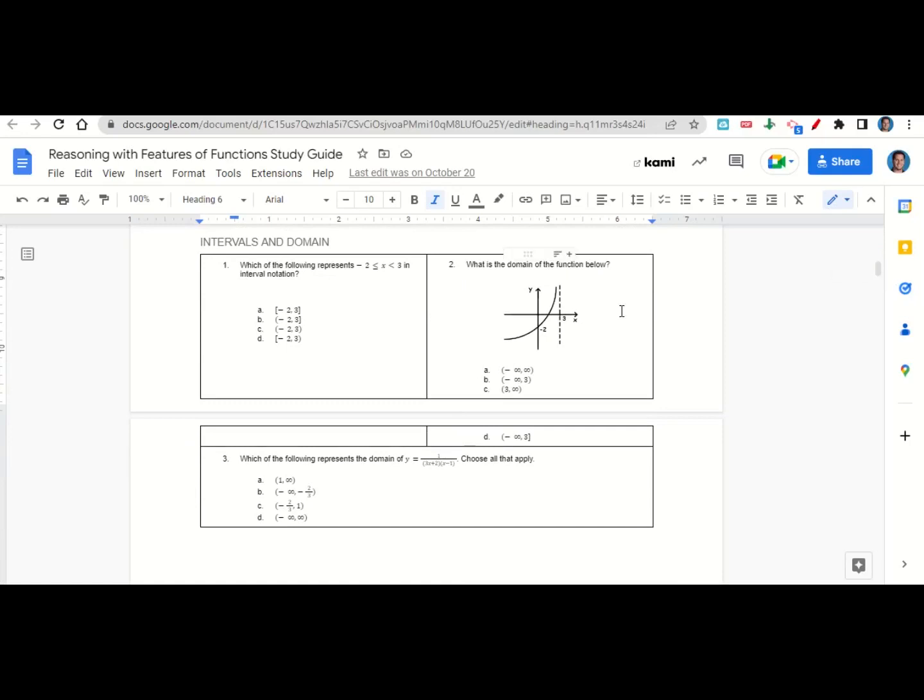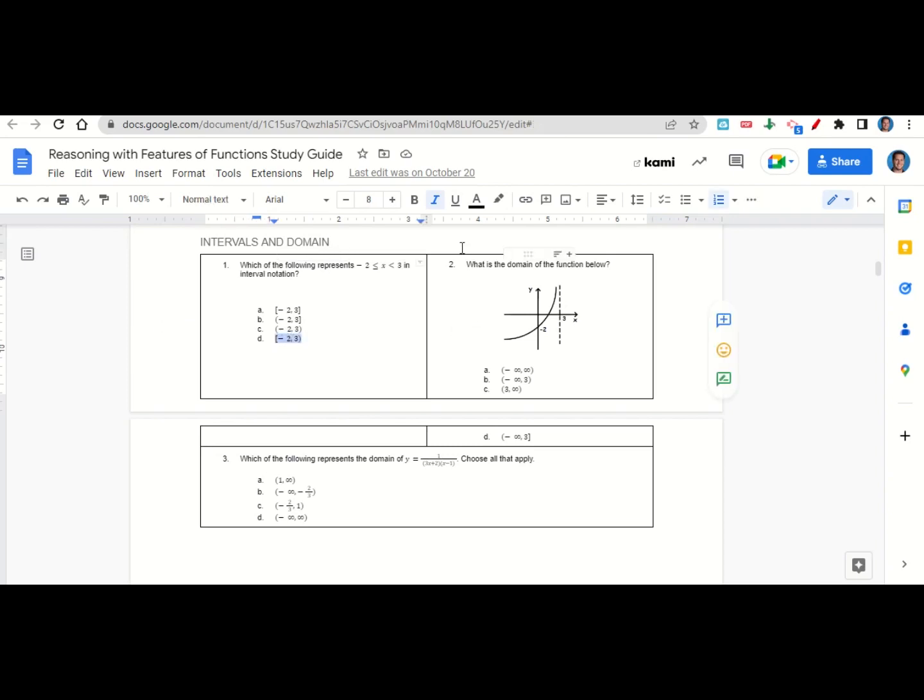The first one says, which of the following represents -2 is less than or equal to x is less than 3 in interval notation? Well, we know that we should have endpoints at -2 and 3, which all of these have, and -2 is included because they added the bar, so we should have a bracket on the left side, and 3 is not included, so we should have a parentheses on the right side. So the one with the bracket on the left side and a parenthesis on the right side is this one.